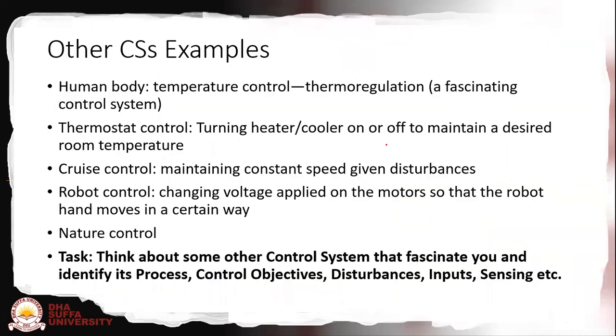Now, इसके अलावा और जो control system के examples हैं, for example, human body का temperature control system is an excellent example. Thermostat, AC, turning heater or cooler for the desired temperature, cruise control, maintaining a speed against the disturbances. Robot control system जिसमें हम voltage को apply करते हैं to the motors. Motors are basically the actuators, right?